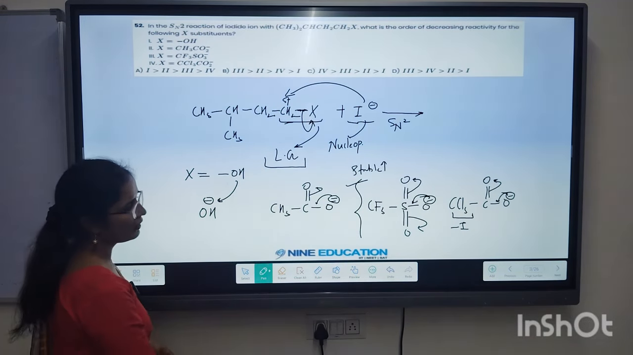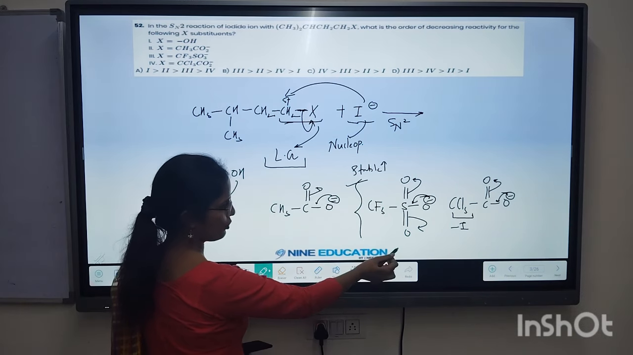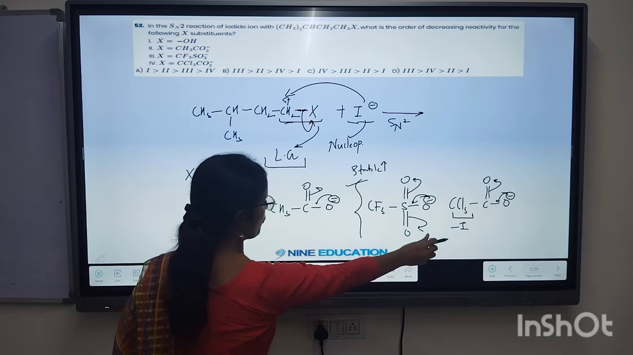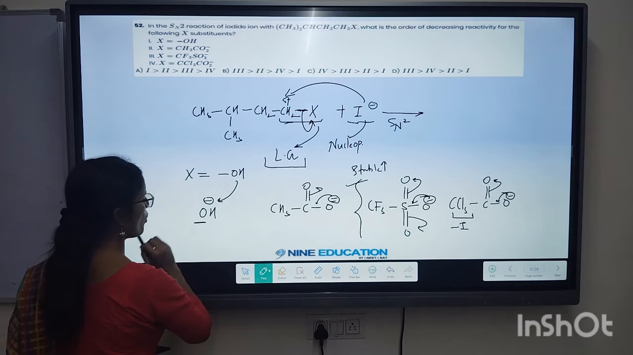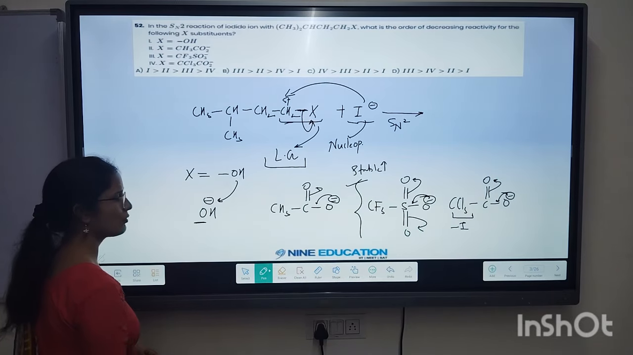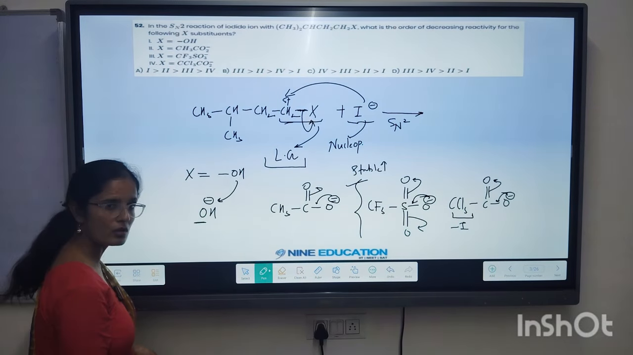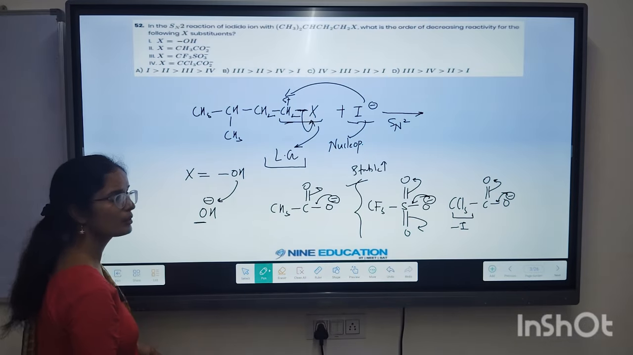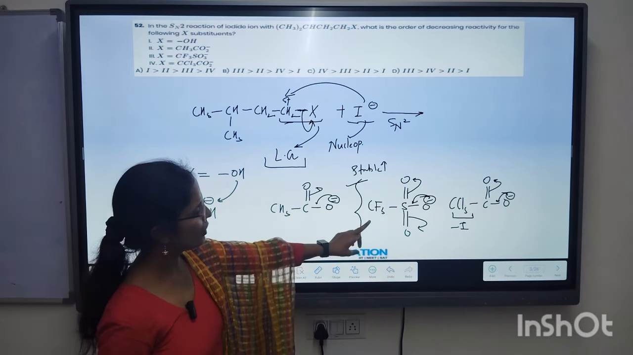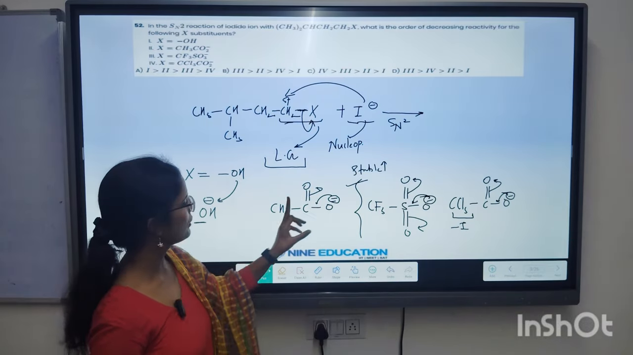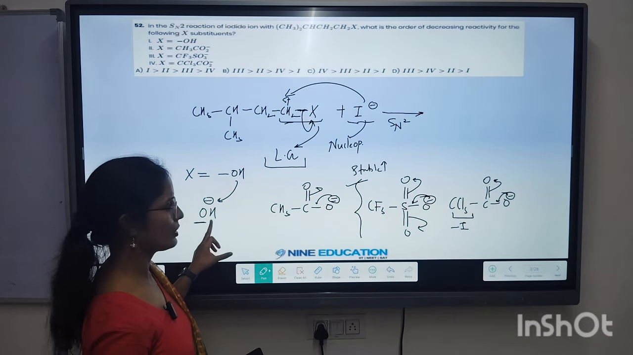So can I say that your third anion will be most stable, then you will be having your fourth one, then the second one. And if you look at this OH minus, in this case the negative charge is simply localized on the oxygen and does not have any resonance stabilization. So the most stable anion will be the third one, then the fourth one, then the second one, and then the first one.